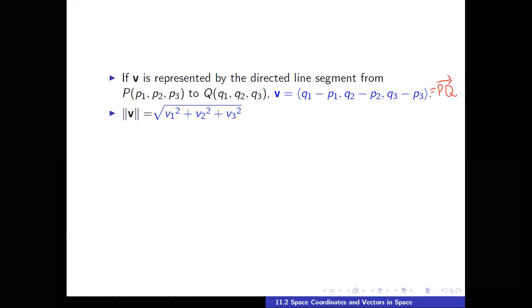What about the length of a vector? Well, it's the Pythagorean theorem again, okay? It's just going to be the sum of the squares of the coordinates in the component form, okay? Square root of that to get the length.